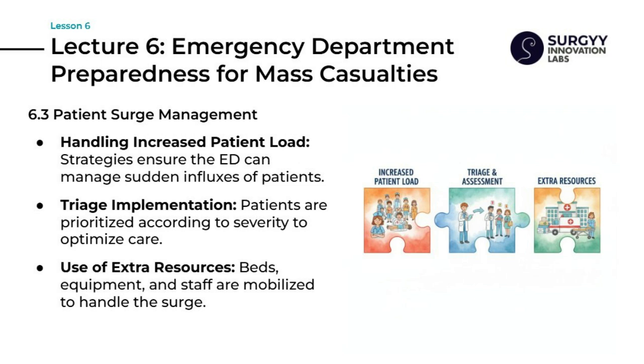Furthermore, the use of extra resources is vital, meaning that additional beds, specialized equipment, and extra staff are mobilized immediately to handle the surge. This mobilization allows the department to expand its capacity beyond normal limits. Effective surge management prevents bottlenecks in the emergency room, ensuring that life-saving interventions are performed as quickly as possible for the most critical victims of the mass casualty incident.